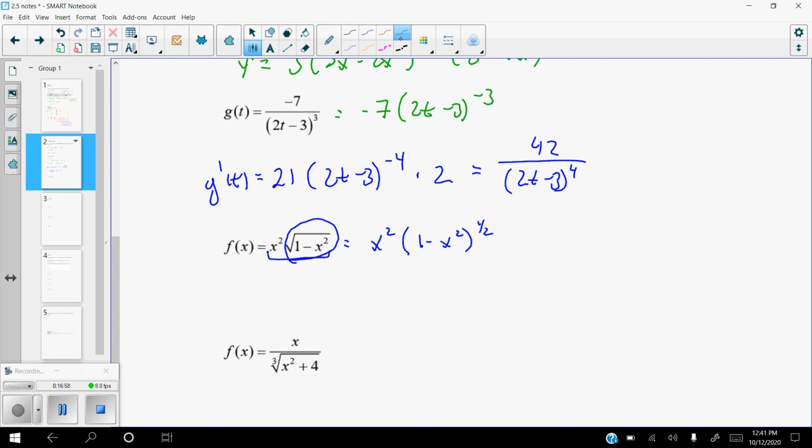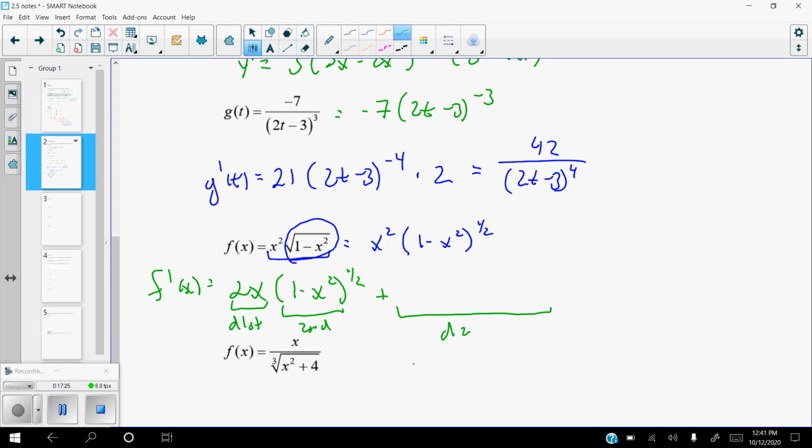So we'll do the derivative of the first. So this is going to be f prime of x. The derivative of the first, which is 2x, times the second one, 1 minus x squared to the 1/2 power. Okay, we're still just doing the product rule. This was the derivative of the first, times the second, plus the derivative of the second. I'm going to leave a lot of room here. And then we'll do times the first, that's the easy part. That's x squared.